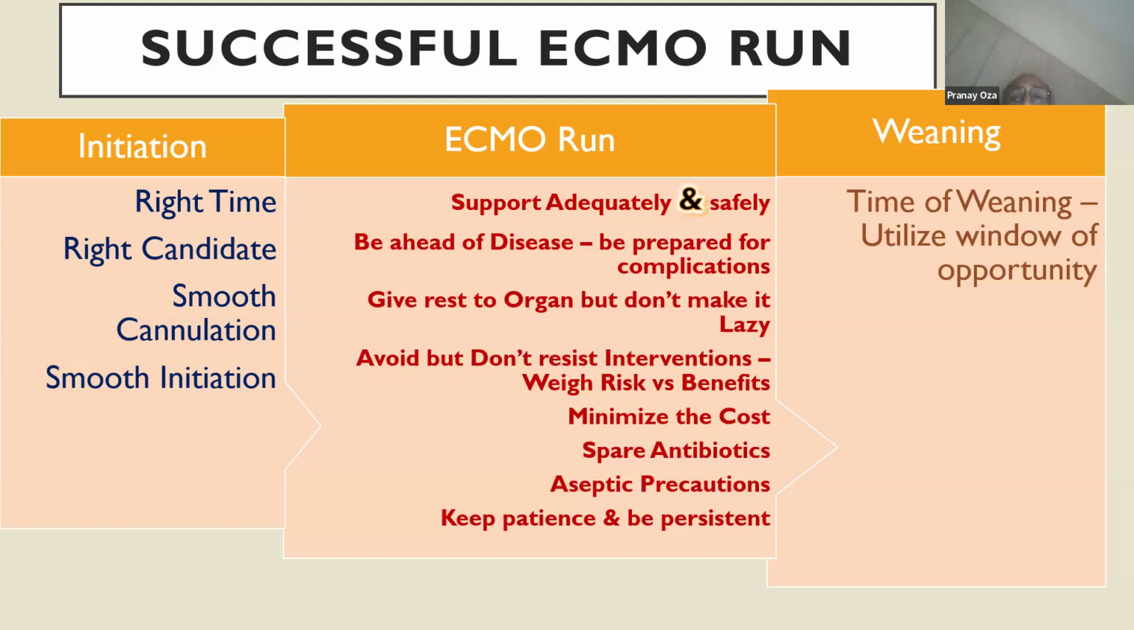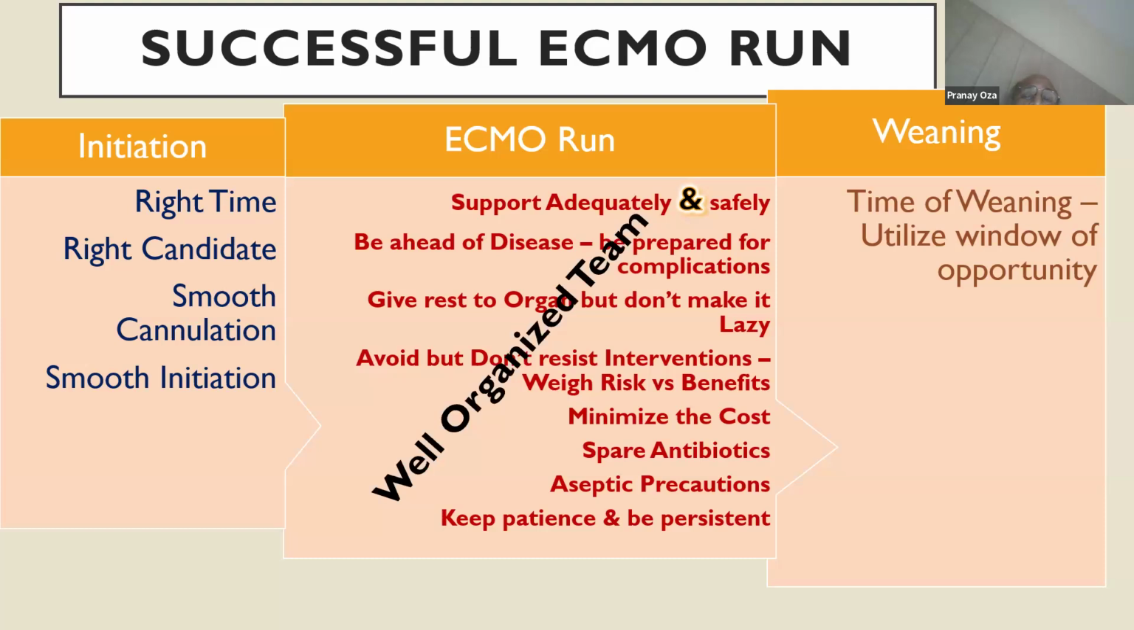Avoid unnecessary interventions. You have to always weigh the risk versus the benefits of whatever intervention you are going to do, any surgical procedures. Minimize the cost, spare antibiotics, aseptic precaution, and be patient and persistent. That is the thing you should do when the patient is on ECMO run. And whenever you get a window of opportunity, try to wean the patient off ECMO. Don't just say, okay, today is Saturday night, we don't want to wean this patient today because there will be nobody on Sunday, and unnecessarily extend it. Whenever you get a window of opportunity, try to wean the patient and get the patient out.